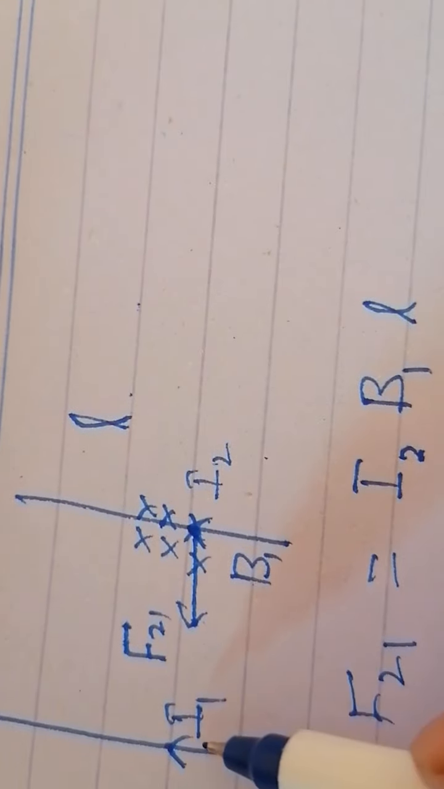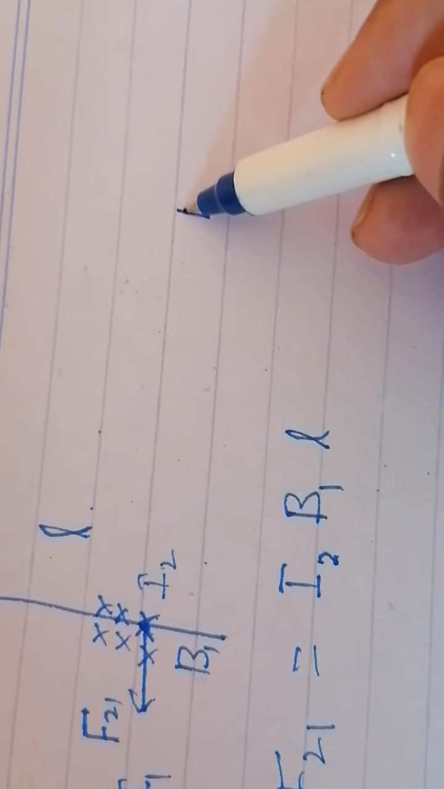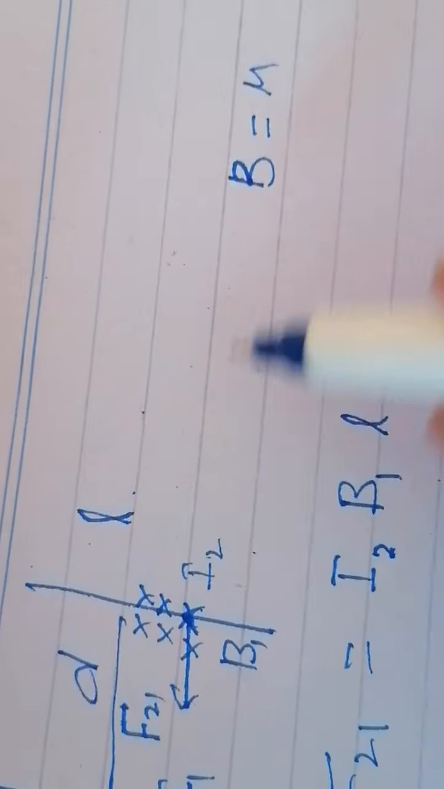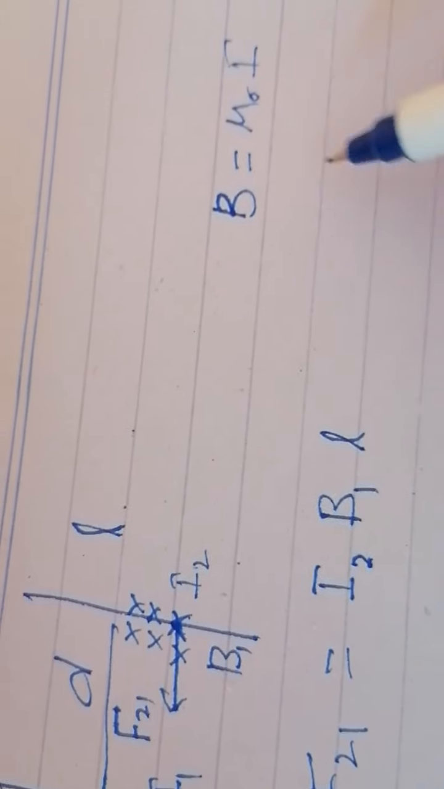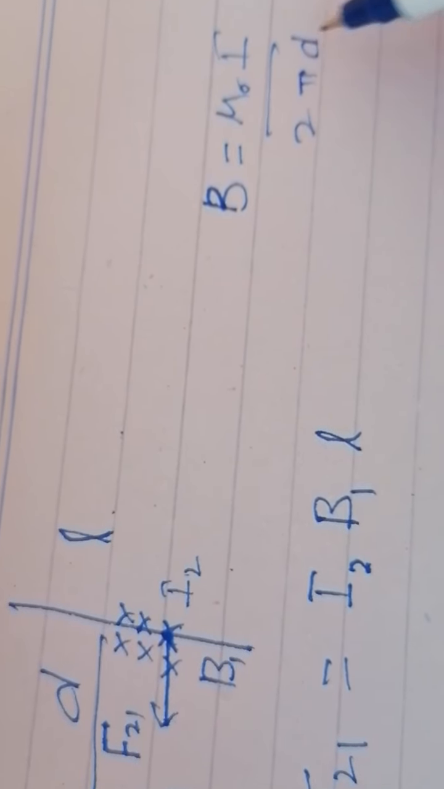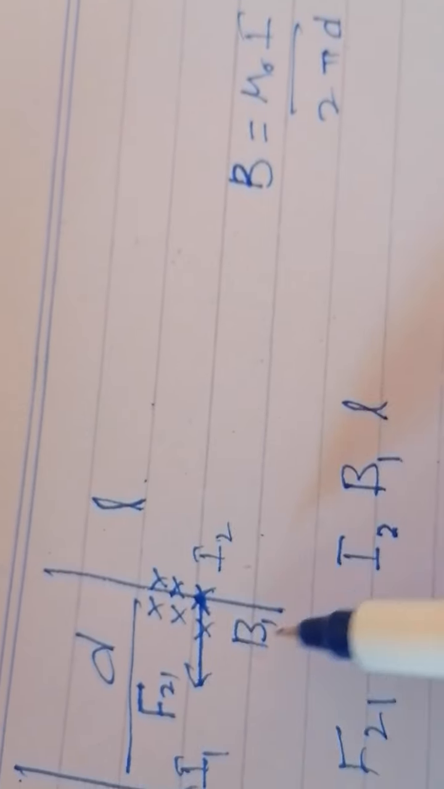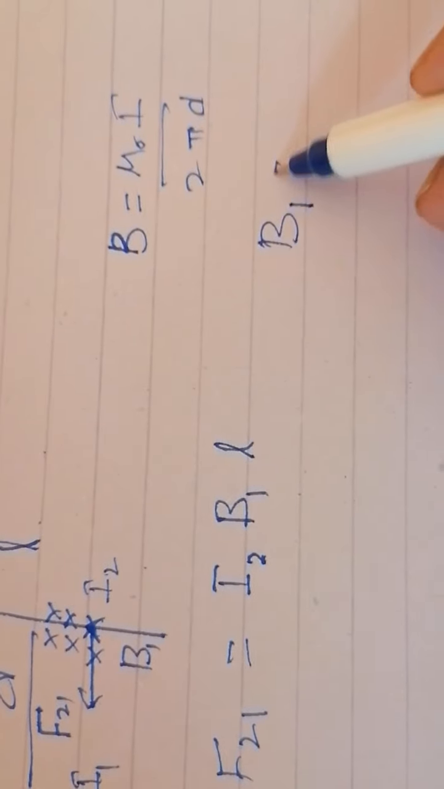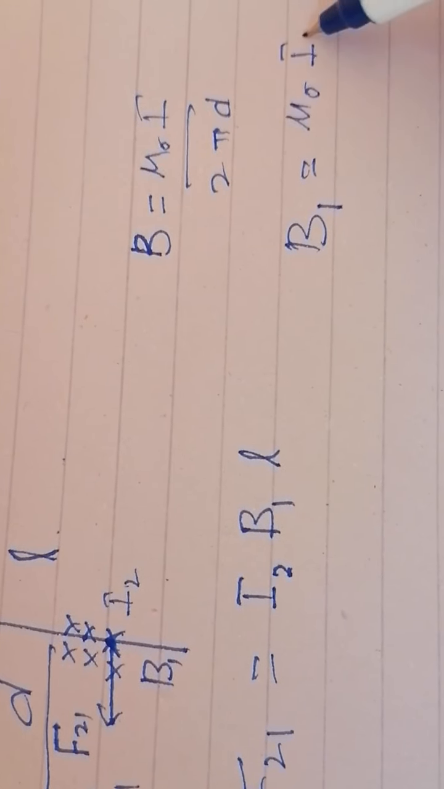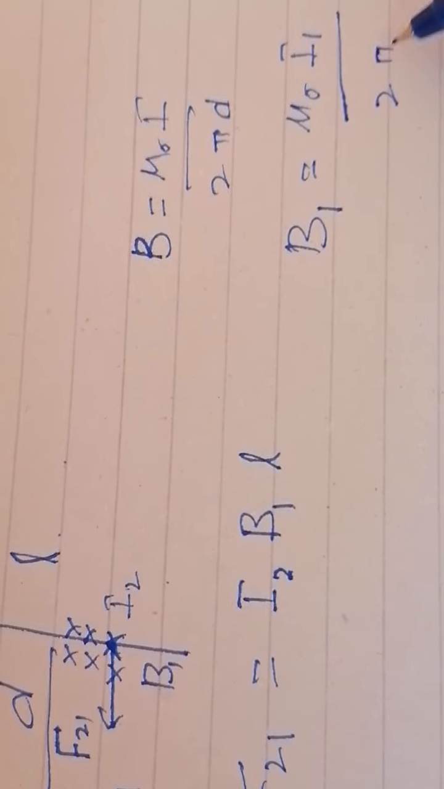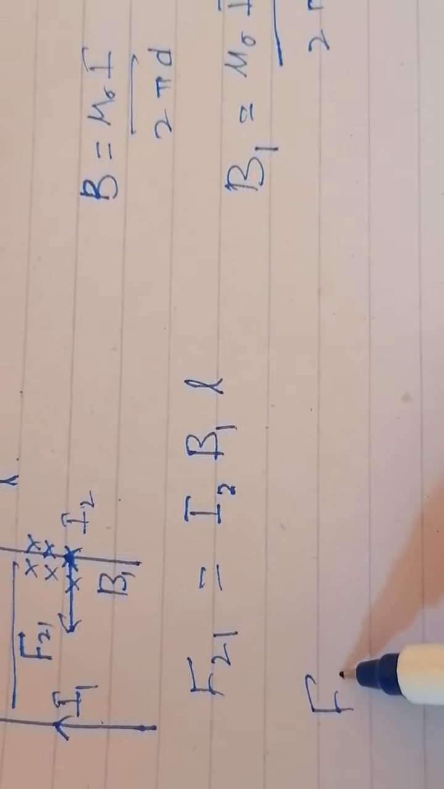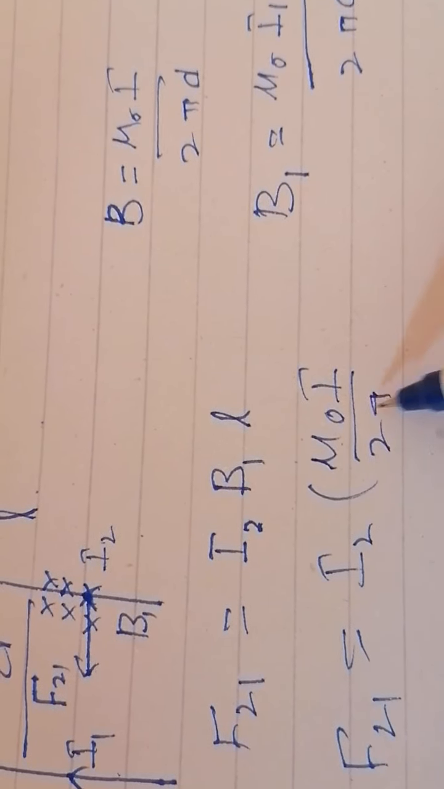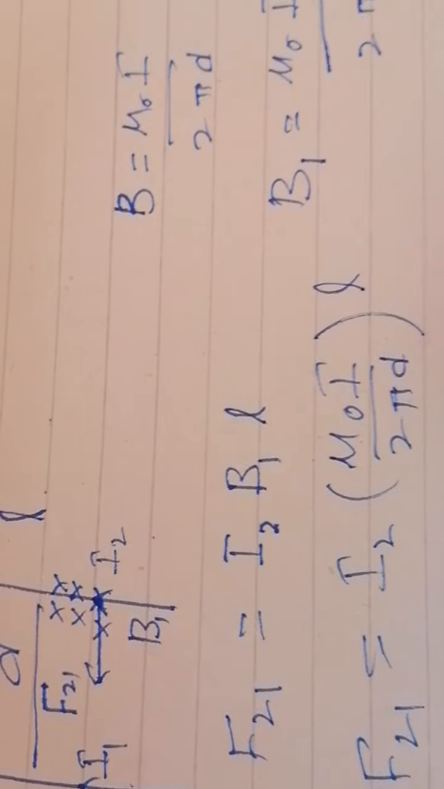So the B that this wire produces here is given by the expression that we have already derived, for example, the distance between them is D. So that is mu naught I over 2 pi D. So the magnetic field produced by this wire at this location, B1, will be equal to mu naught I1 divided by 2 pi D. So if we put here F21, that will be equal to I2 mu naught I1 over 2 pi D into L.